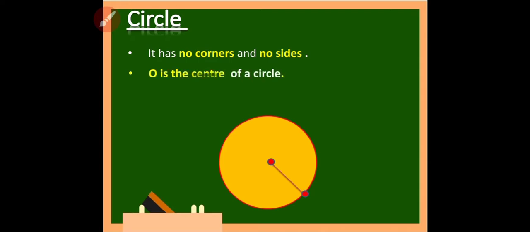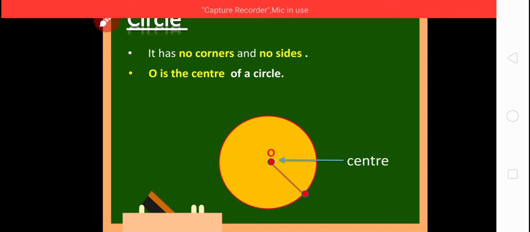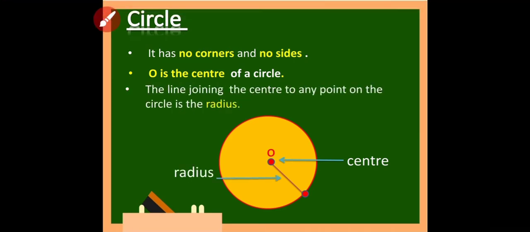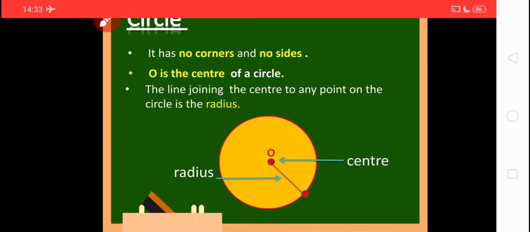Okay children? Then see, O is called the center of a circle. Yes, here you can see what is this O. This O is the center of the circle, means the midpoint of the circle. Okay? Then the line joining the center to any point on the circle is the radius. Here you can see that this line is joining the center and any other point on the circle. So what is this line called? This line is called radius. Okay.